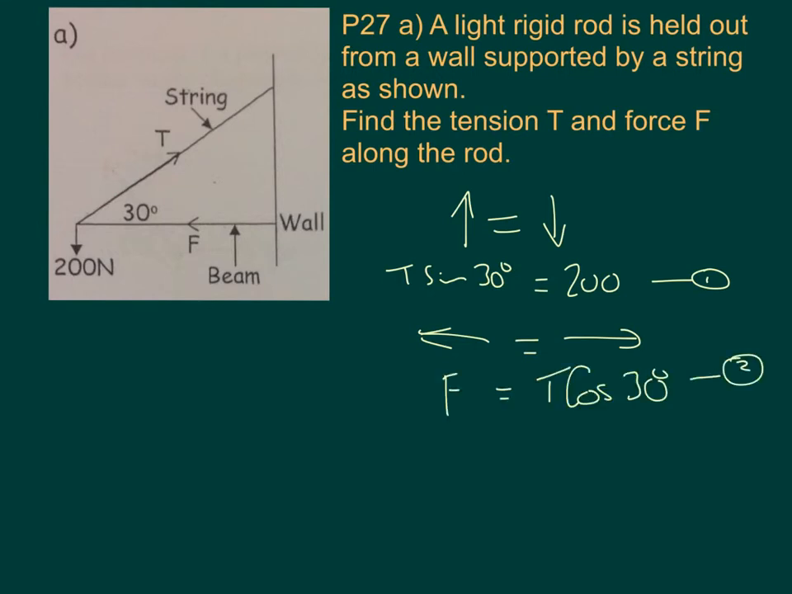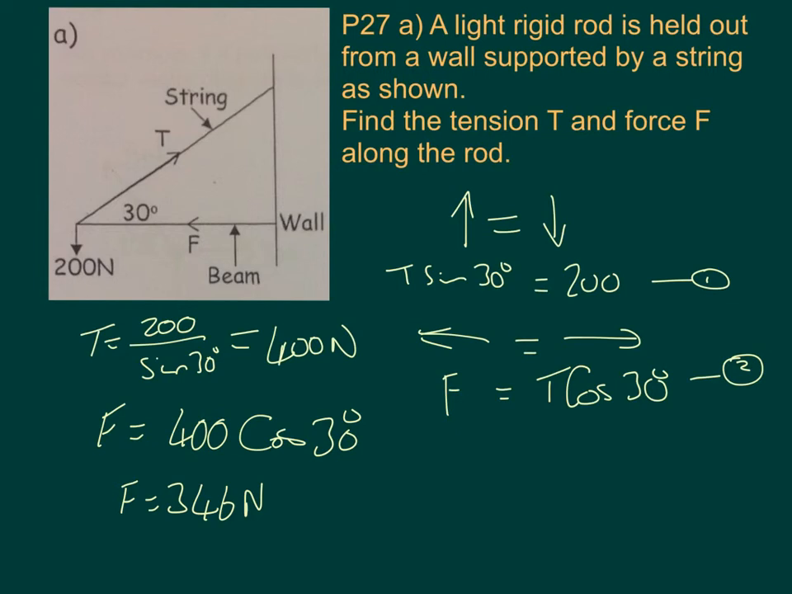So from equation 1 here we can see that T is going to be 200 over the sine of 30. And that's going to be 400 newtons. And so we can substitute into the other equation now and say that F equals 400 cos 30. And that gives us F at 346 newtons.